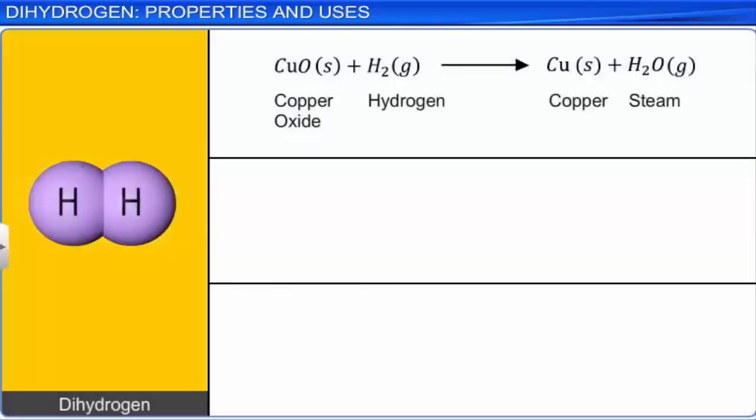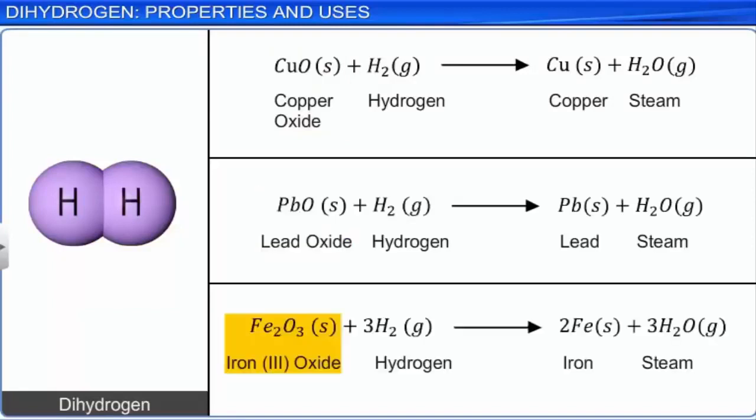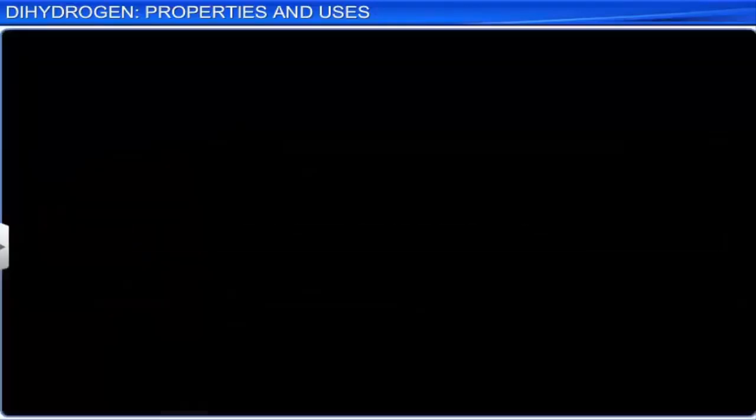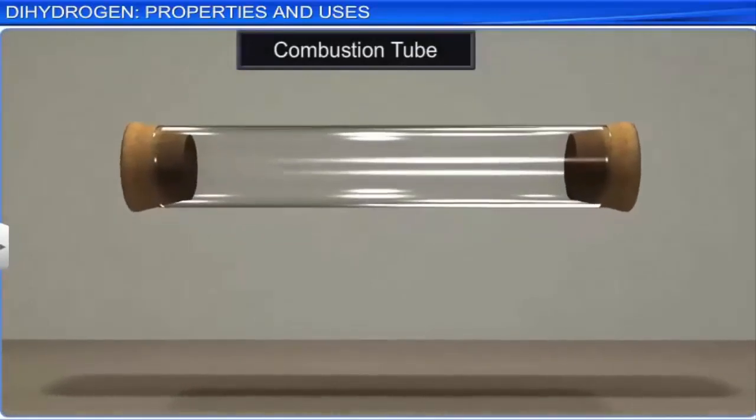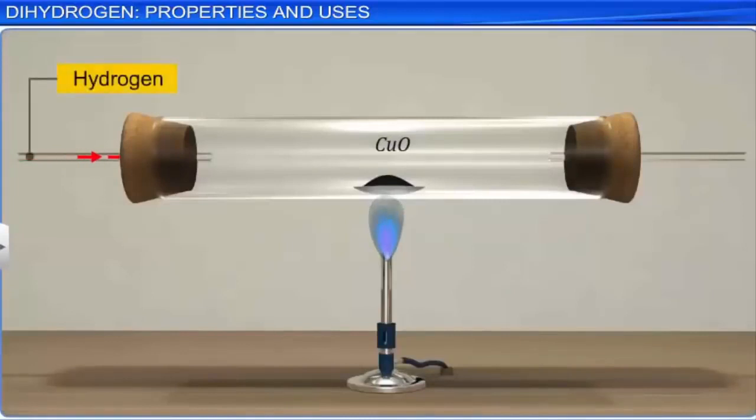Dihydrogen reduces metallic oxides of metals that are less reactive, such as copper oxide, lead oxide, and iron(III) oxide, into their respective metals. How does the reaction take place? The metal oxides are strongly heated in a combustion tube. When hydrogen is passed through the tube, the metallic oxides get reduced into their respective metals.